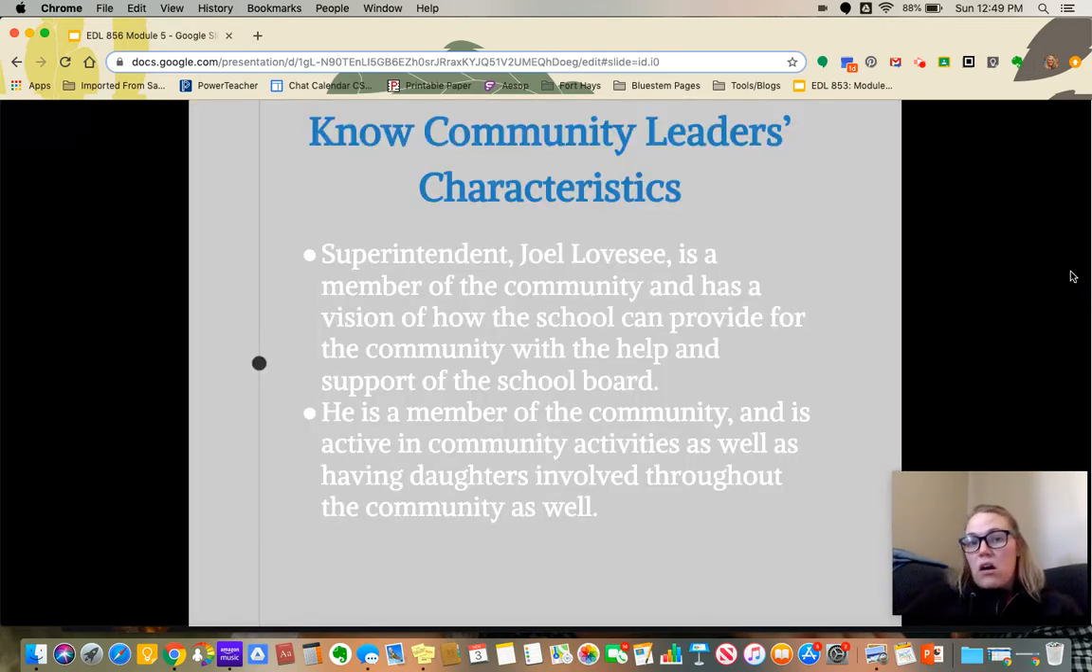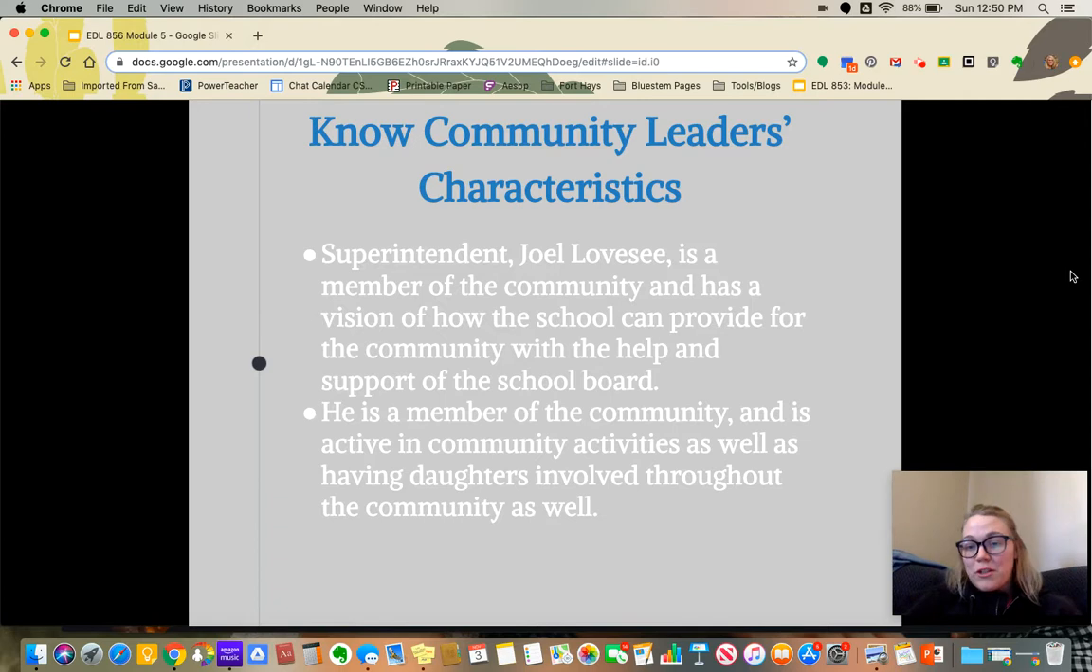I wanted to highlight our superintendent. He does a great job and has a huge vision for how our school can provide for our community, because something that he's pushed since he's been superintendent is how our school is our community. Since we're a consolidated district, it's hard to find that community base. So instead of the community providing for the school, like in most cases, I would say that our school provides a lot for our community.